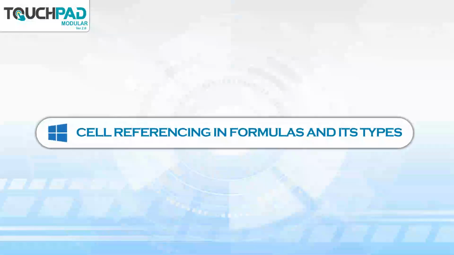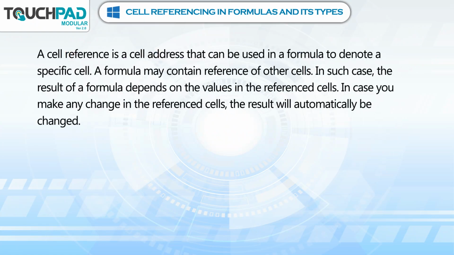Cell referencing in formulas and its types. A cell reference is a cell address that can be used in a formula to denote a specific cell. A formula may contain references of other cells. In such a case, the result of a formula depends on the values in the referenced cells.